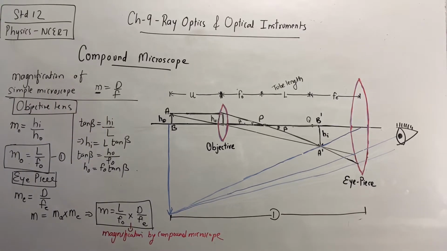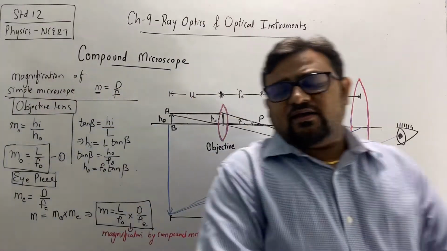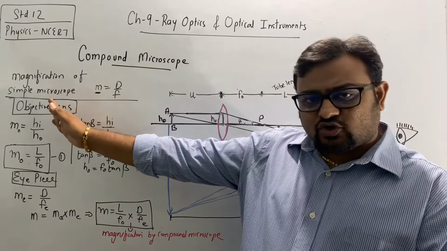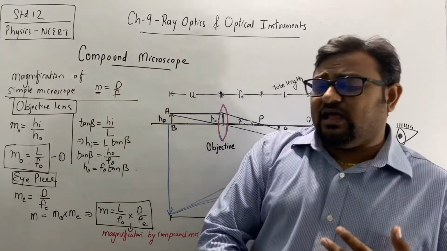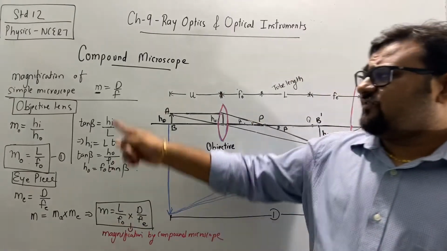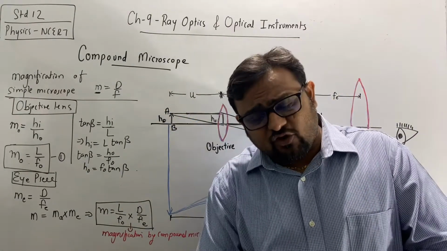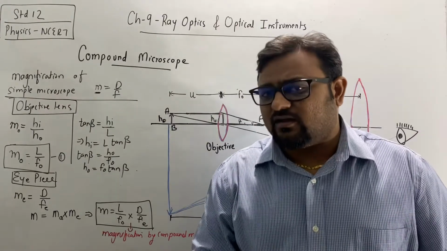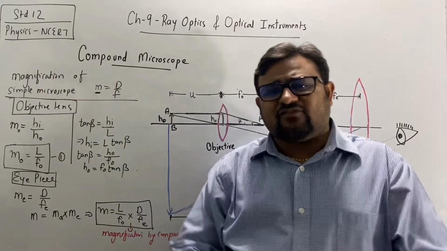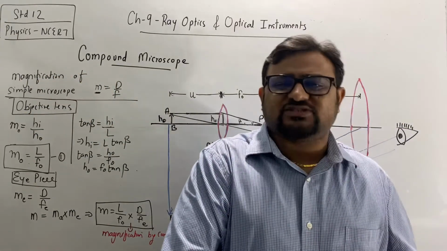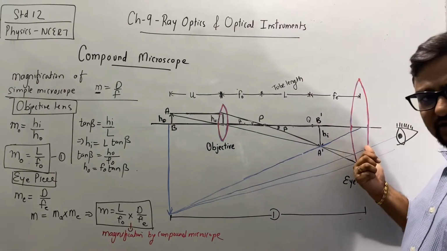Okay, so this was about the compound microscope. I'm repeating why: when we are using a simple microscope, this is the formula for magnification. To magnify to a larger extent, we decrease the focal length. As we decrease the focal length, the lens becomes thicker and thicker. The maximum a simple microscope can magnify is up to 20 times. So we can use another convex lens.